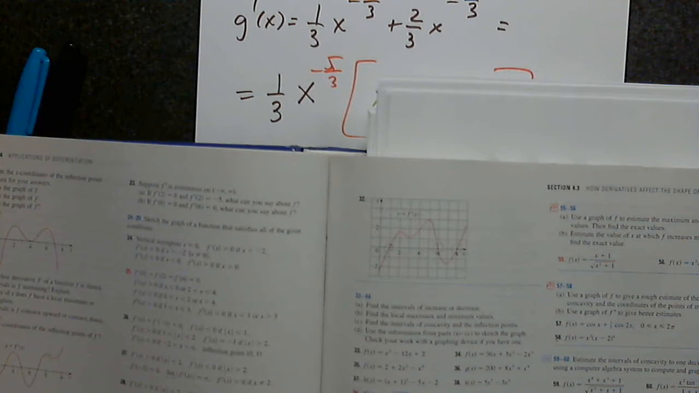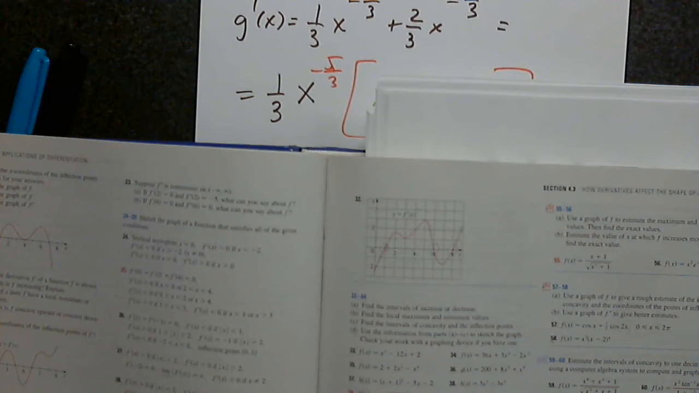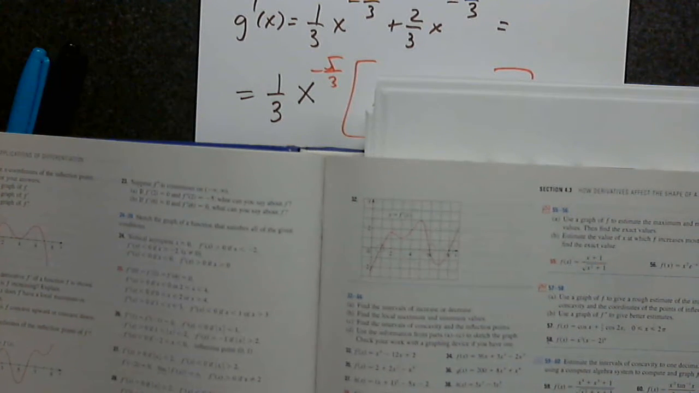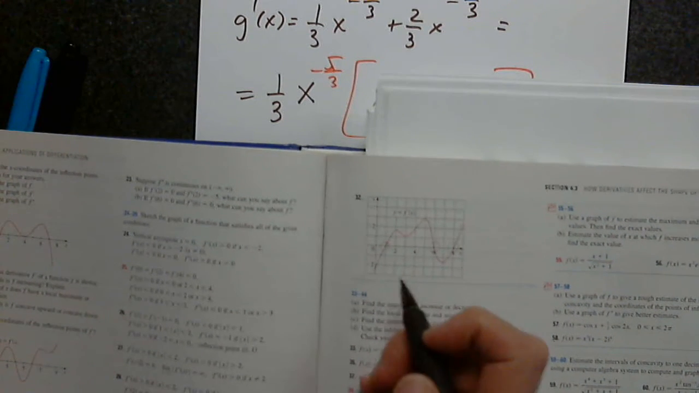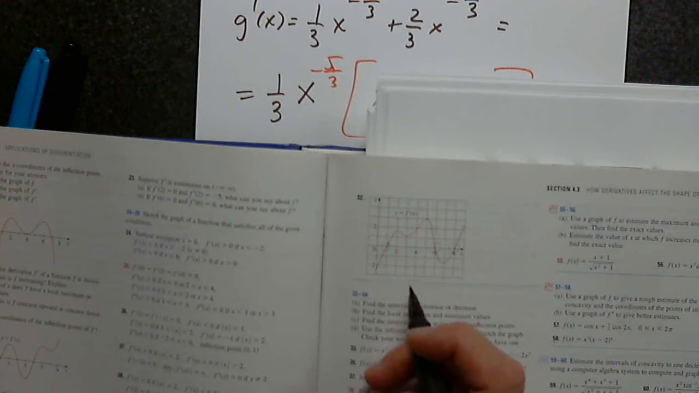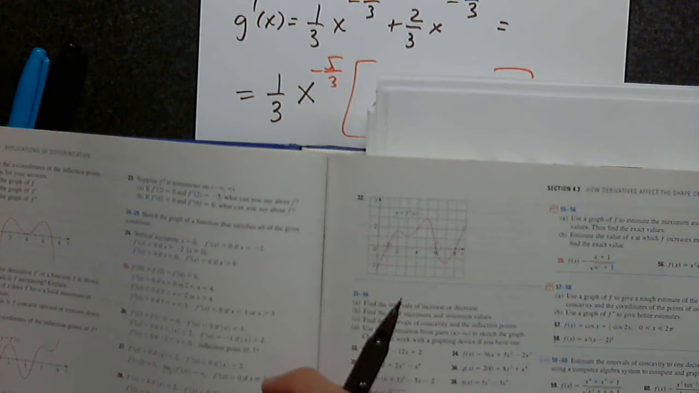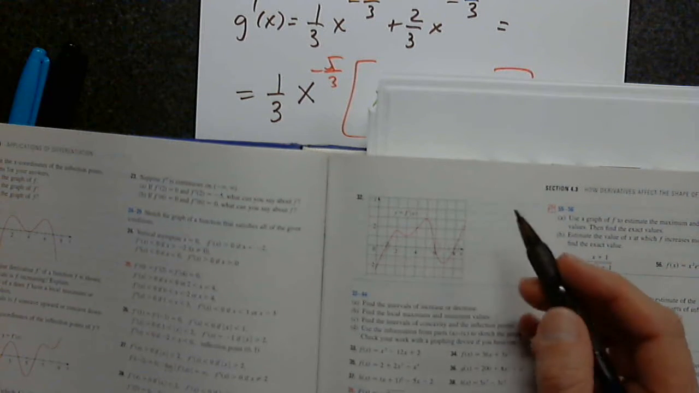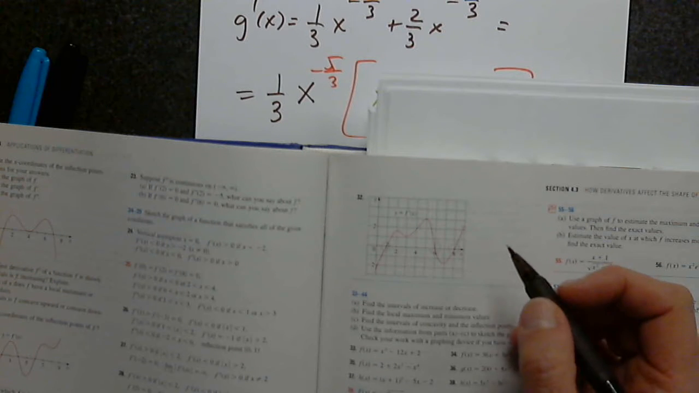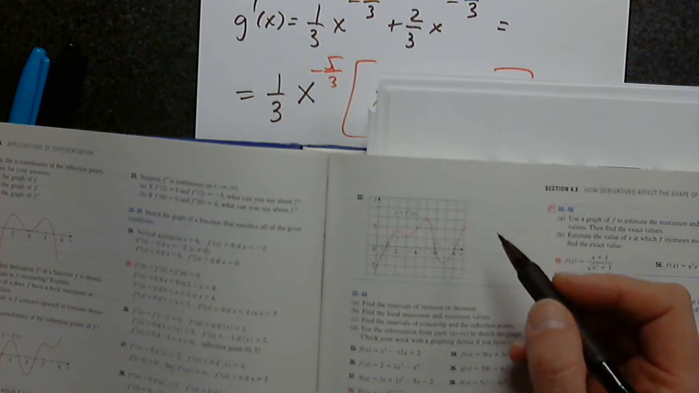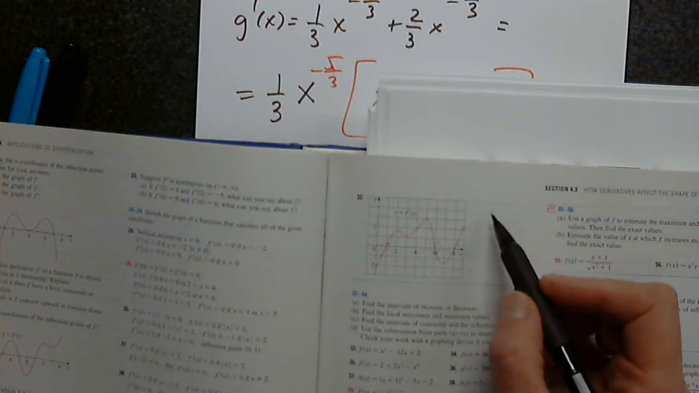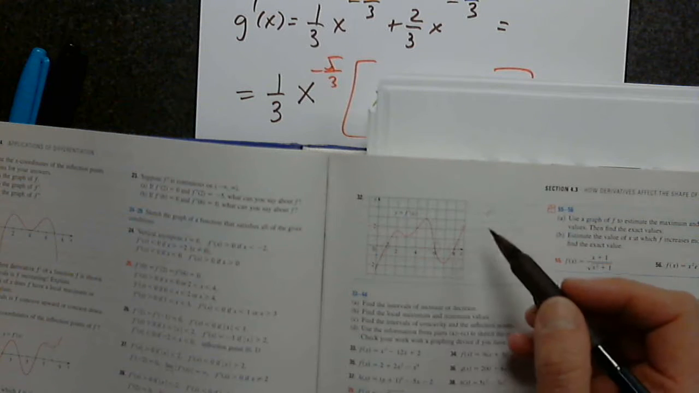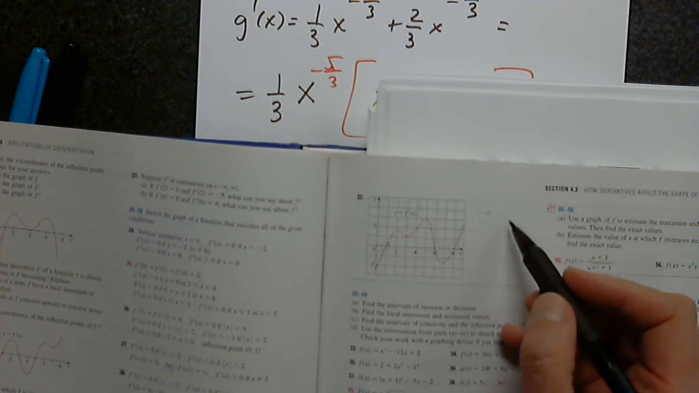Concave up, concave down. So we have to differentiate this function, right? To determine concavity. So if the derivative will be positive or increasing, in other words, then the function will open upward.